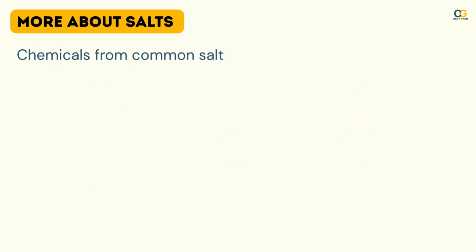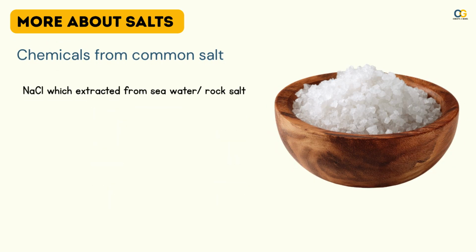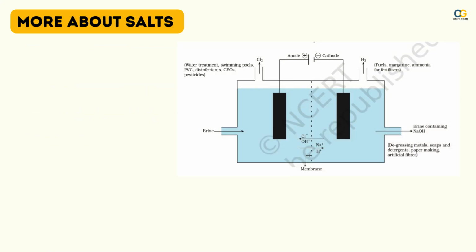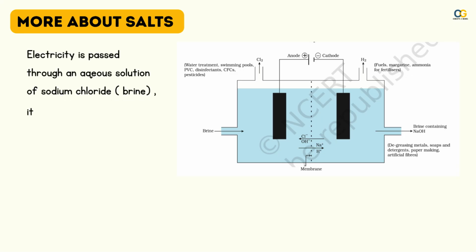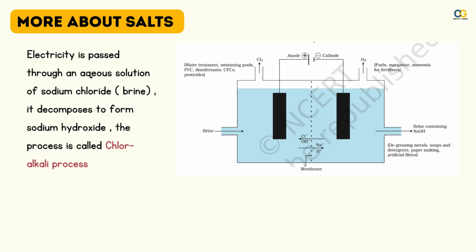Chemicals from common salt. NaCl, which is extracted from seawater or rock salt, is the raw material for various other chemicals that we use in our daily life. There is a process called the Chlor-Alkali process where electricity is passed through the aqueous solution of sodium chloride called brine, which decomposes it to form sodium hydroxide. Here, chlorine is released at the anode and the cathode releases hydrogen gas, and sodium hydroxide is extracted from the other membrane. The equation would be sodium chloride with water gives rise to sodium hydroxide, chlorine, and hydrogen.